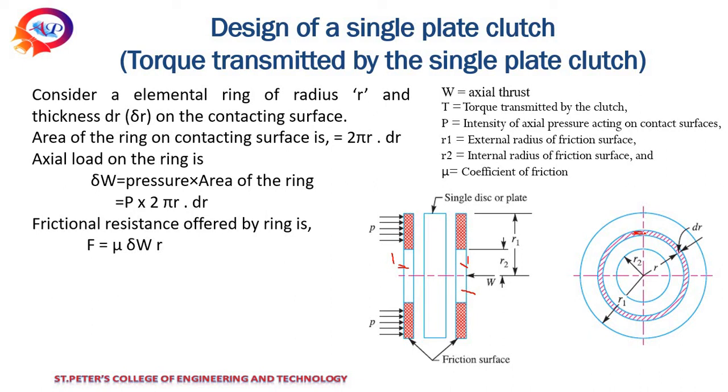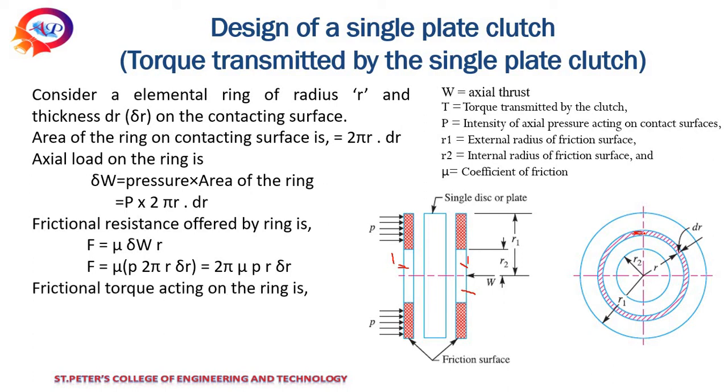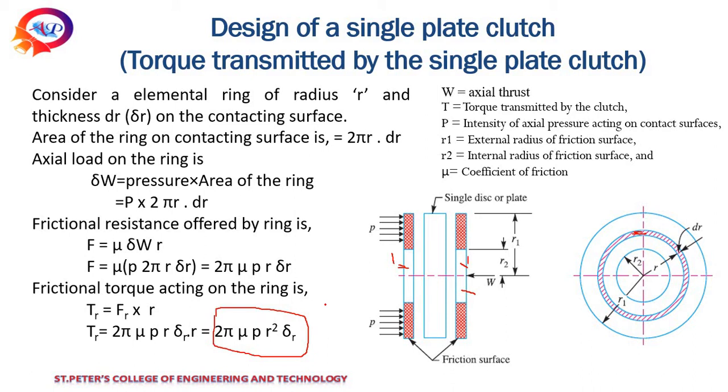Mu W r you already studied in EM safety, therefore F equal to mu into W into r, therefore F is equal to, substituting, 2 pi mu p into del r. The frictional torque applied is nothing but force into perpendicular distance, so you will get the torque for that small dr area. Small dr area is nothing but 2 pi mu p r square into del r. This is for a small area, you don't need any derivations over here in detail.